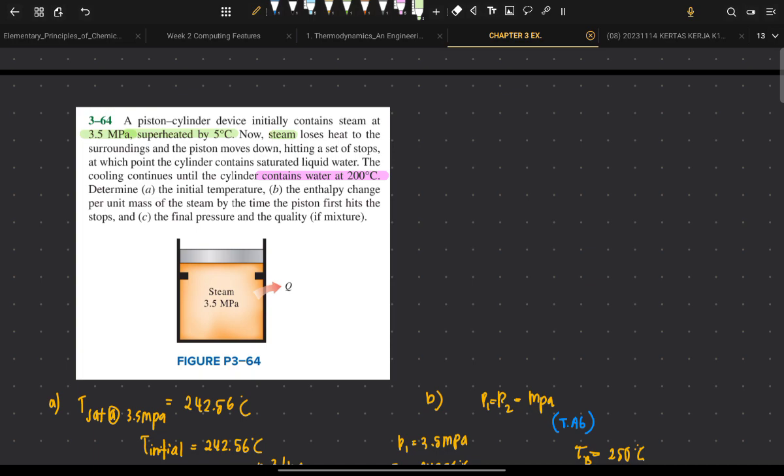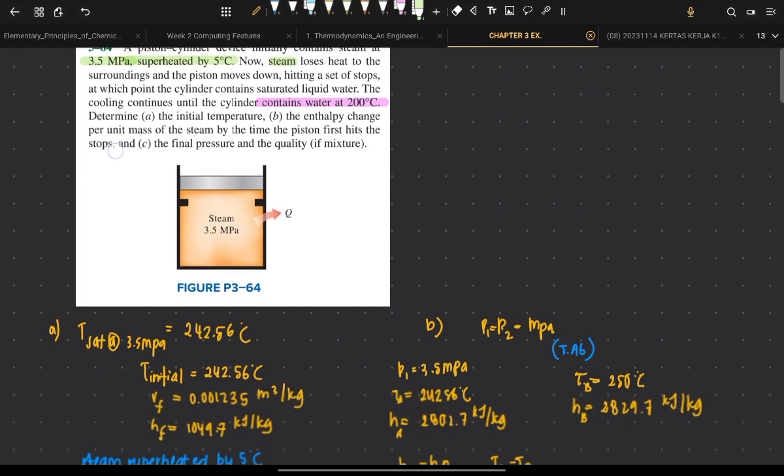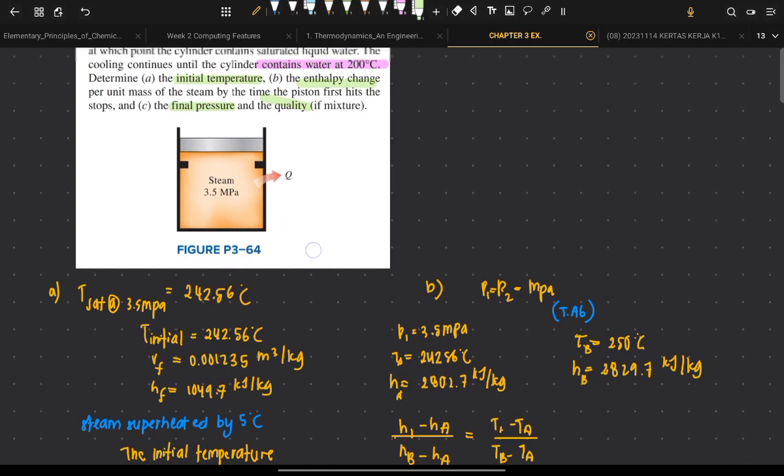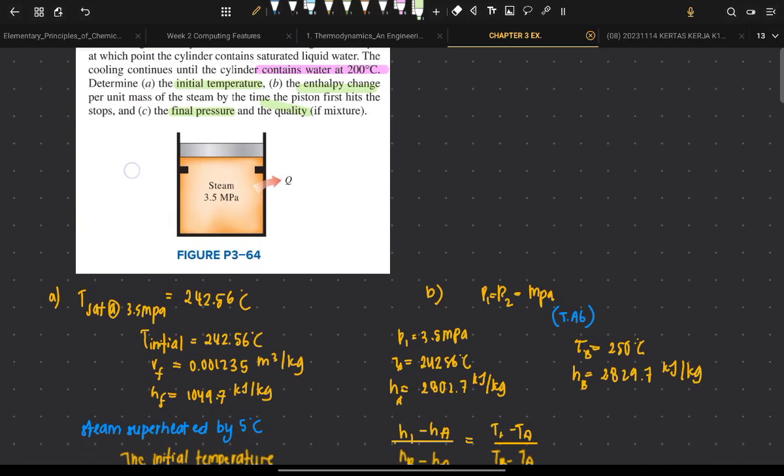So determine the initial temperature and the enthalpy change per unit mass of the steam by the time the piston first hits the stops, and the final pressure and the quality. So here they want delta H, T initial, final pressure, P final, and X. So we start first with A, which is Tsat.